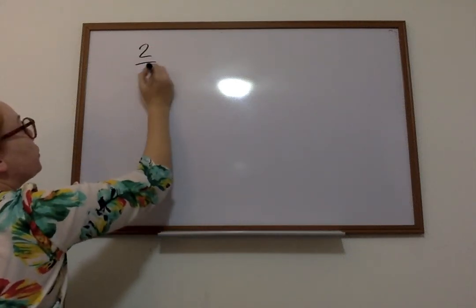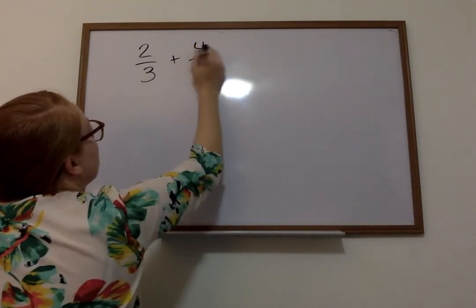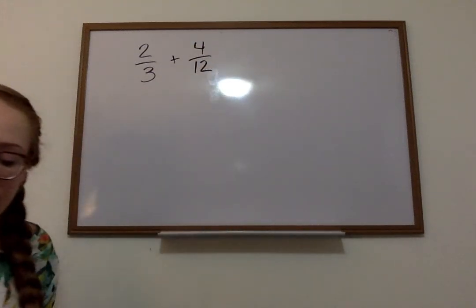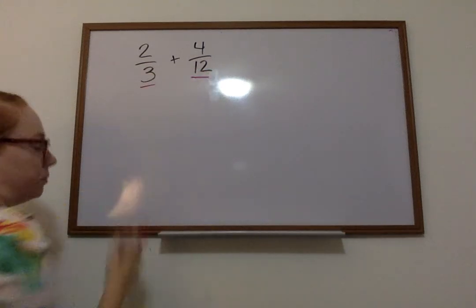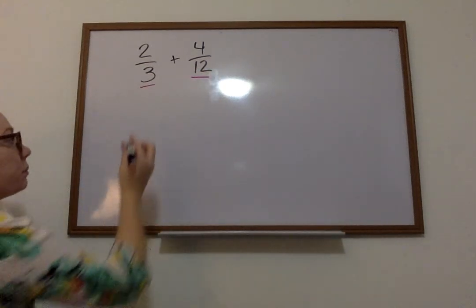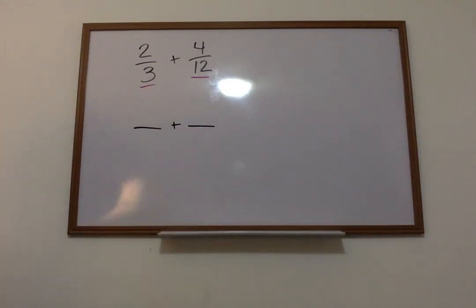Next one says, find 2 over 3 plus 4/12. First step, I see my denominators are not the same. I got a 3, I got a 12. I need to set up my new fraction bars, bring down my plus sign, and I'm ready to go.